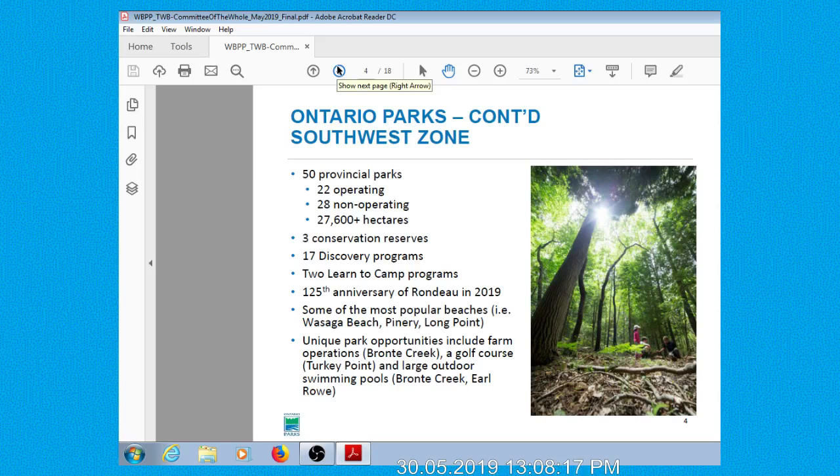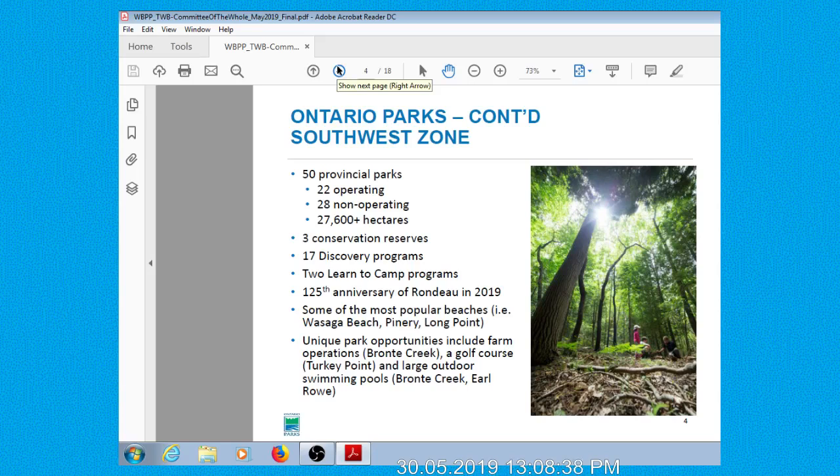And then we have a lot of beaches at Wasaga Beach, as you know, but we also have Pinery and Long Point, and a range of different ones, even Little Wee Port Bruce on Lake Erie. Yeah. It's about 300 meters long. So there's also a range of different activities and uses that happen within our parks in the southwest zone.